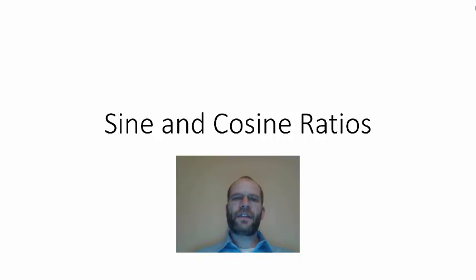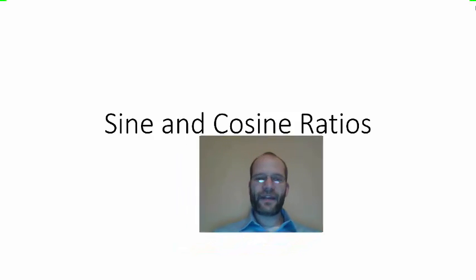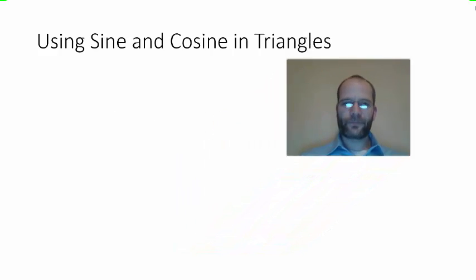This is Shane Picard with a geometry lesson on the sine and cosine ratios. In prior lessons, we talked about the tangent ratio. So today we need to talk about two more ratios that we find inside right triangles.